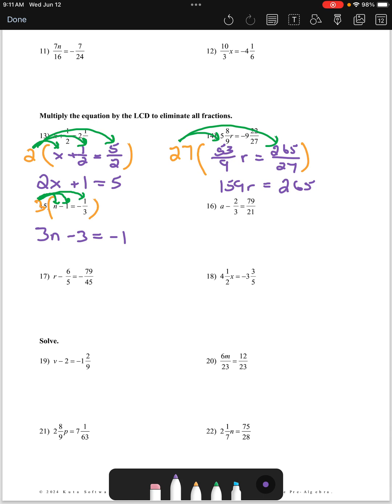I invite you to pause and try 16 through 18, and then come back and see 19 through 22.